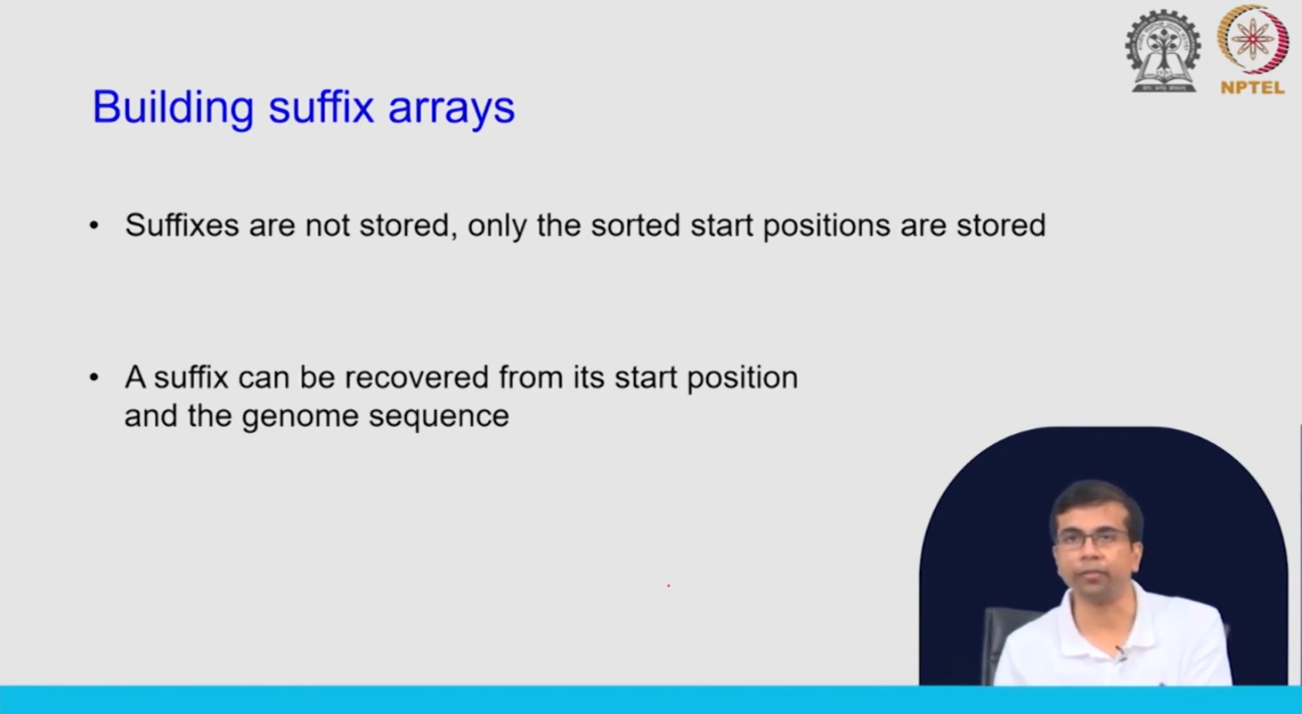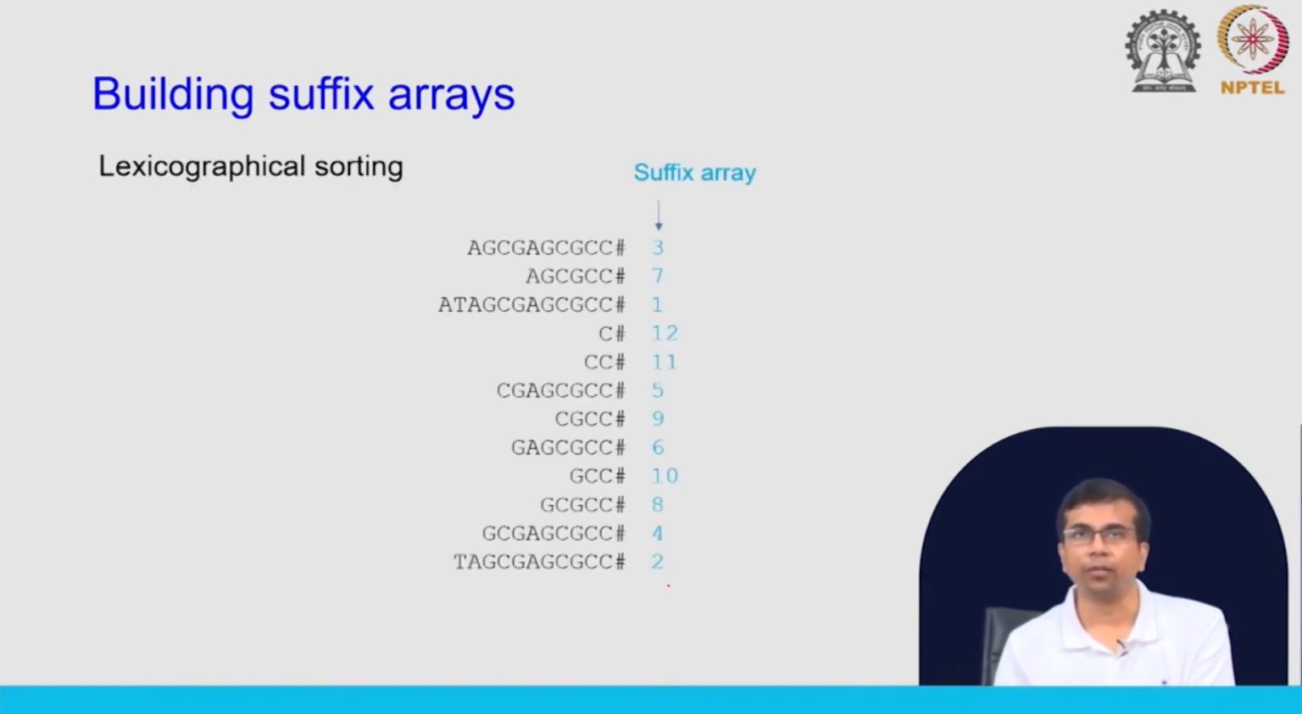So, here are some points before we actually go to the search part. What we store is not the suffixes, we only store the sorted start positions. Why is that the case? Because we can actually recover the suffix from its start position and the full reference genome sequence. If we know the start position, we can say this is the suffix that we are working with. That is a more efficient way of storing. So, we only store the positions, we have the reference genome sequence, and we can generate the suffixes whenever required.